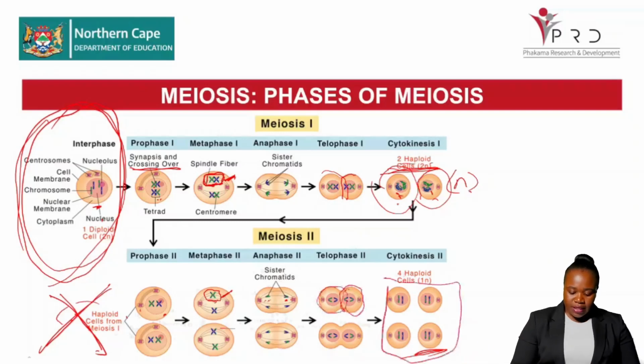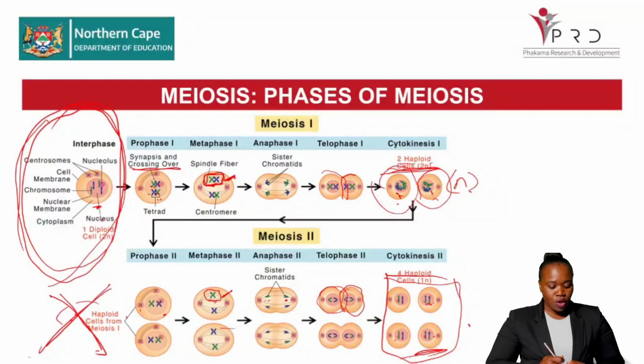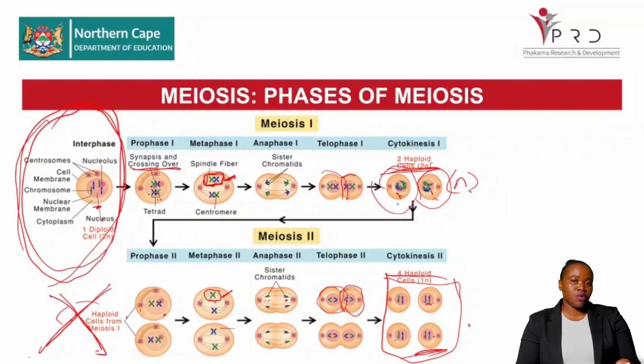At the end of cytokinesis 2, as we can see, we have 4 cells, and each cell is haploid. We started off with 1, 2, 3, 4 chromosomes. Now each cell has 2 chromosomes, and those chromosomes are unreplicated. Do not be confused by the fact that here we have what we know as chromatids. They are still referred to as chromosomes, unreplicated chromosomes. So now we have half the number of chromosomes.